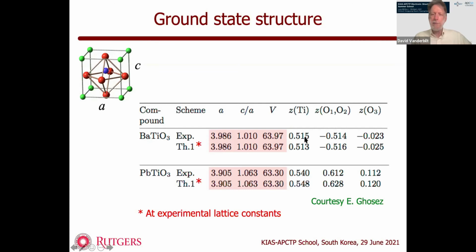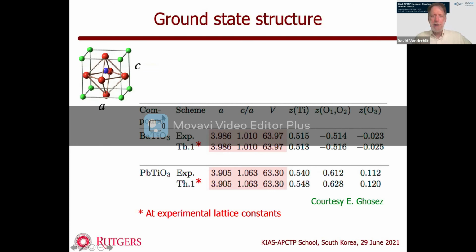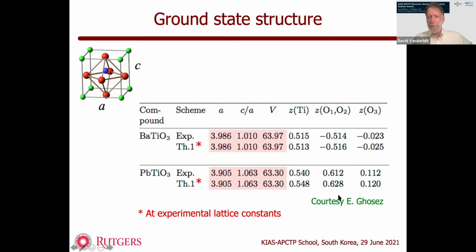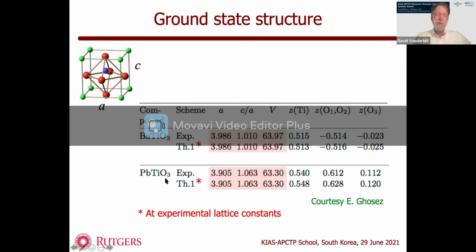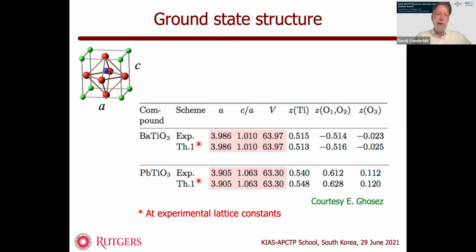And the C over A ratio is about 1% different from the ideal cubic one. In lead titanate, the C over A ratio is about 6% different from the ideal one. In this table, I don't have the polarization, but you can see that the displacements of the atoms are much further away from the 1/2 position. So in lead titanate, you have a more extreme version of a displacement of the material. And most of the ferroelectrics that are used in real life, like the ones in ultrasonic medical imaging, are based on lead titanate based perovskites, but with other things mixed in.